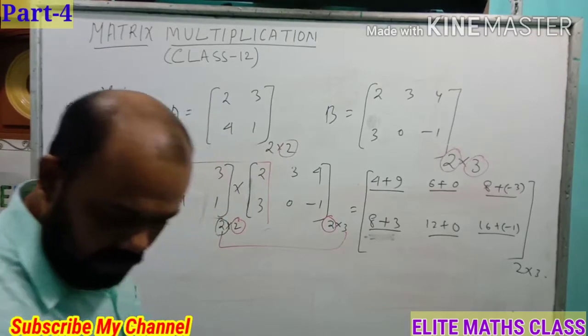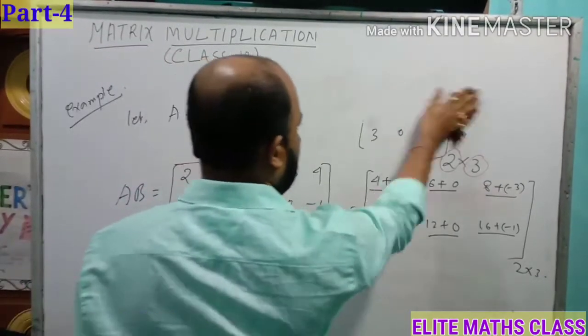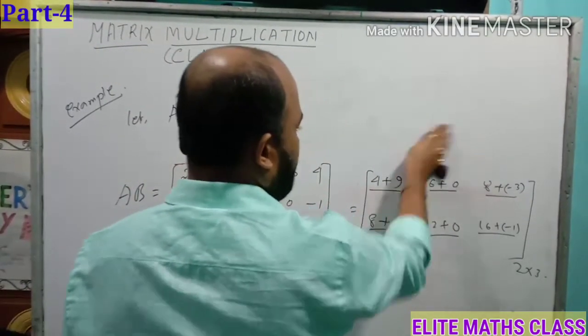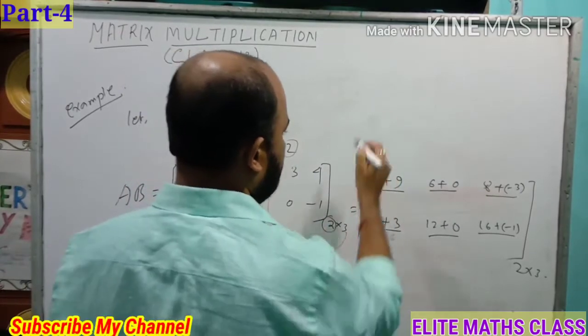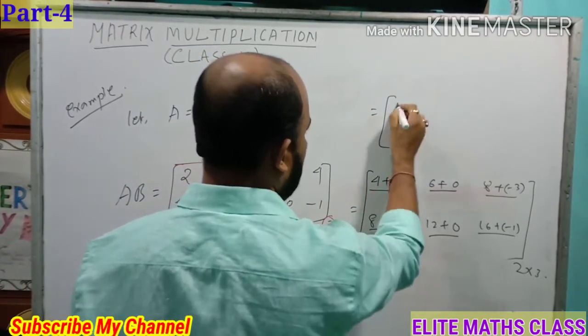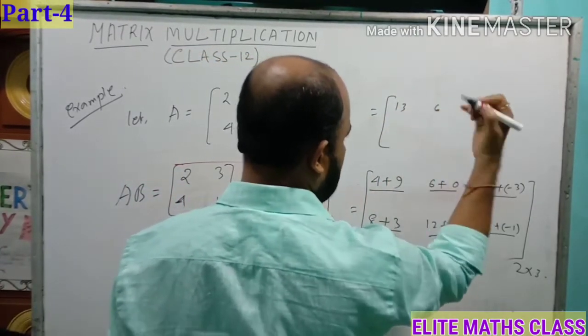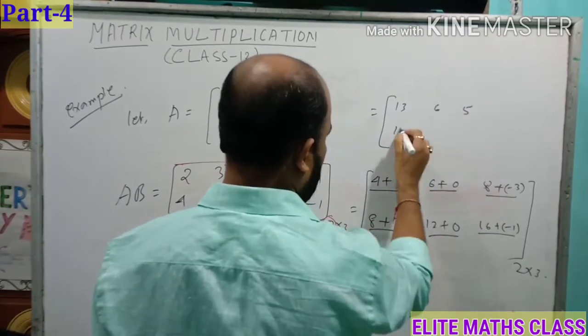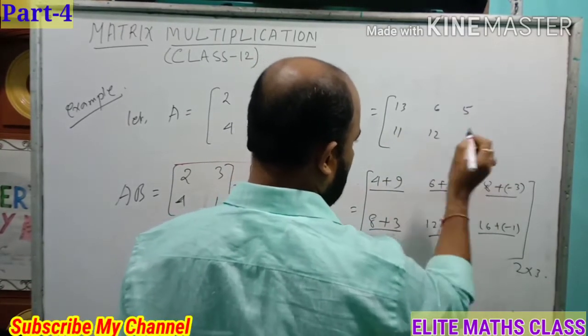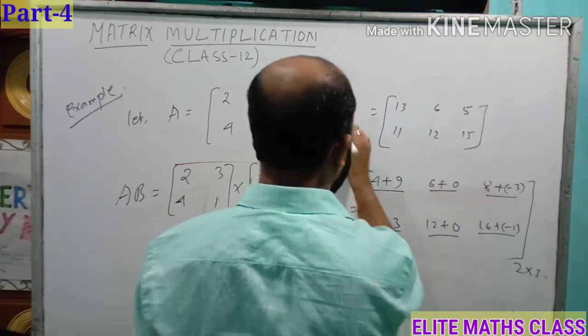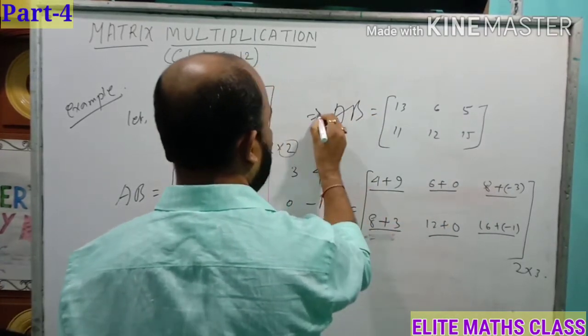So what are we finally getting? Finally we are getting this equal to 13, 6, 5, 11, 12, 15. This is the value of AB.